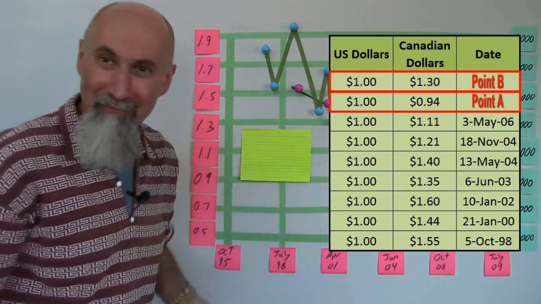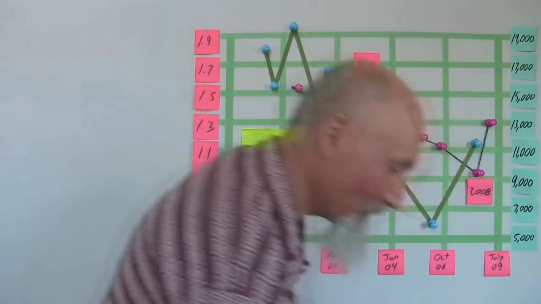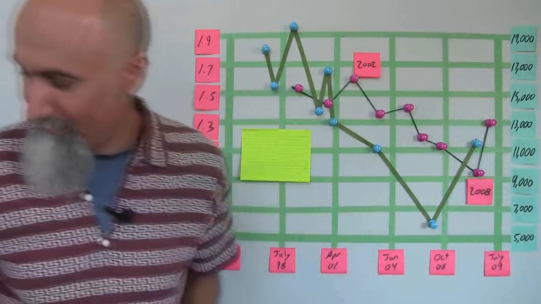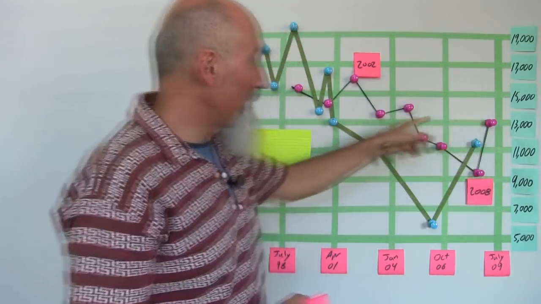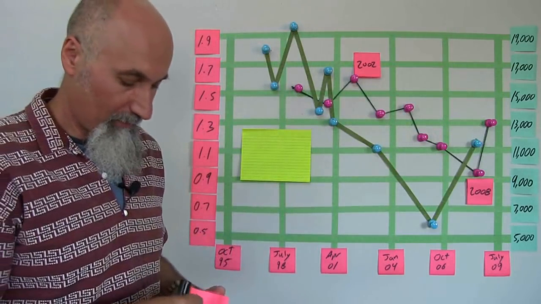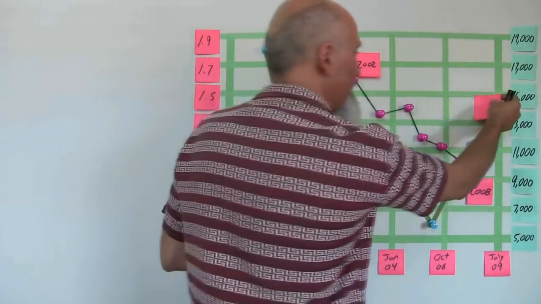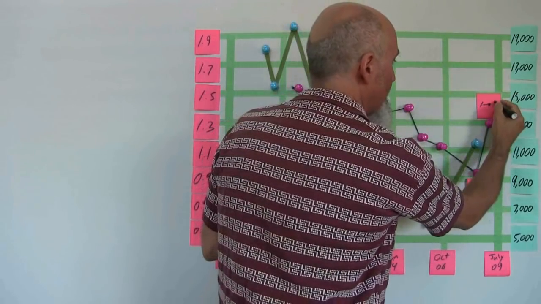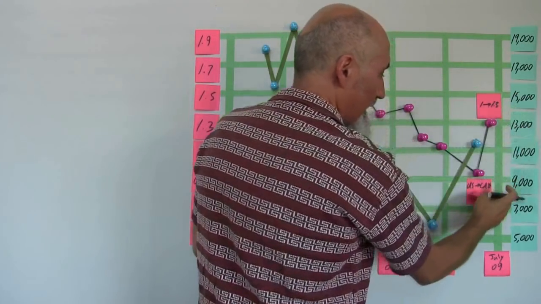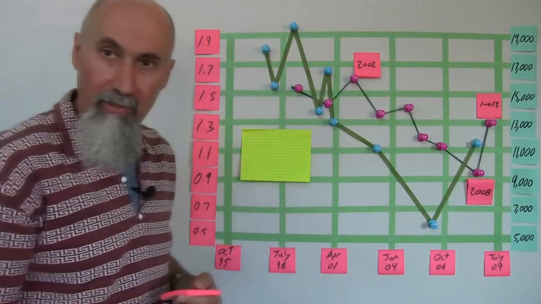I hope these come up. If they don't, we'll do a pop-up for it, okay? One US dollar got you $1.30 Canadian, right? So this is $1.30. One got you $1.30. And this was 94 cents, right?